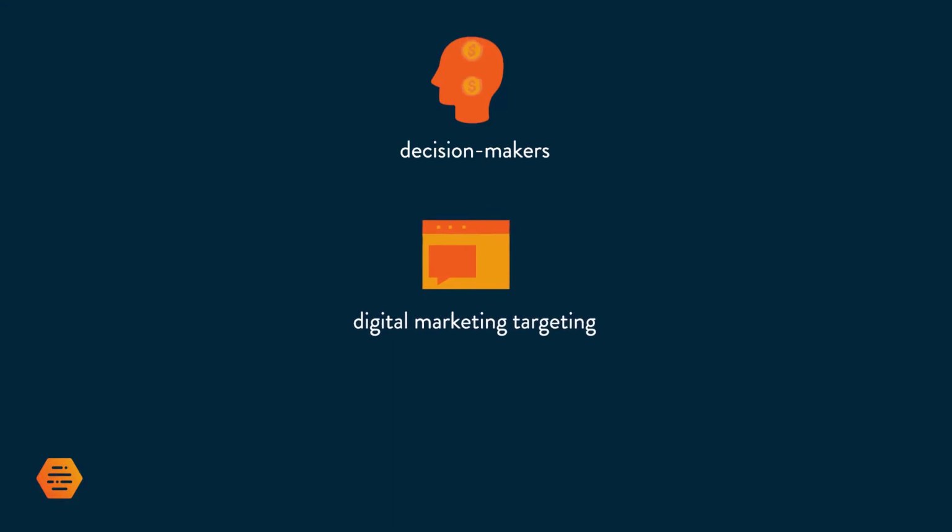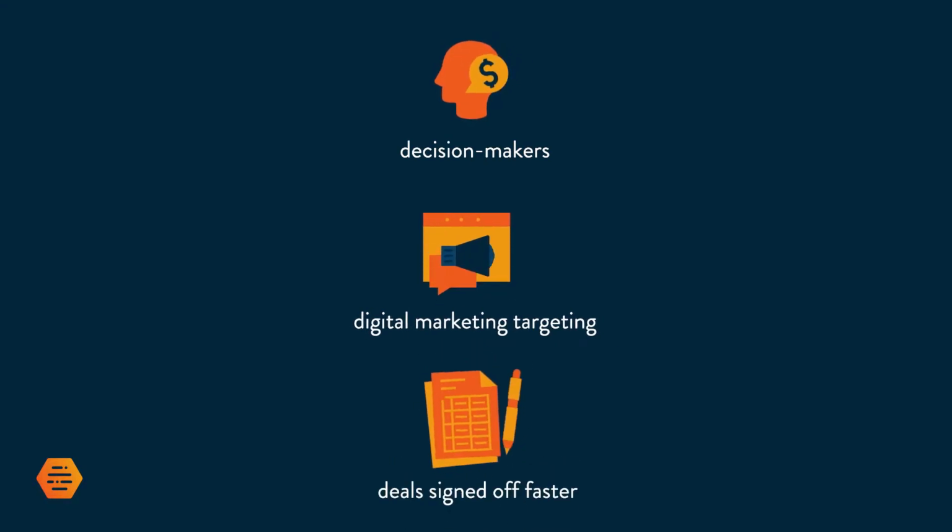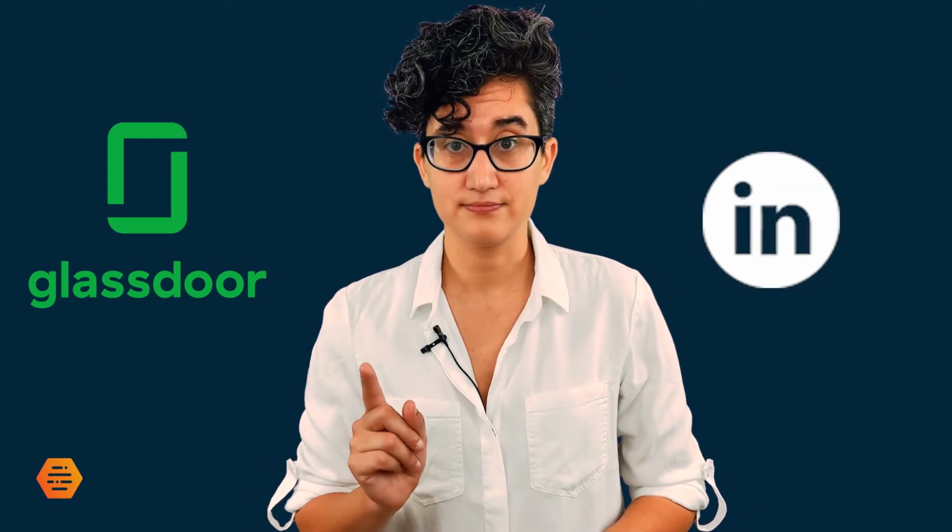Now, what employee size do you want to target? A company with thousands of employees? Maybe mid-size, or a startup? In this case, we'll go with mid-size, between 10 to 50 employees. This way, it'll be easier for you to identify and target the main decision makers in the company, resulting in faster deals signed off. Good resources to find out this information are LinkedIn and Glassdoor.